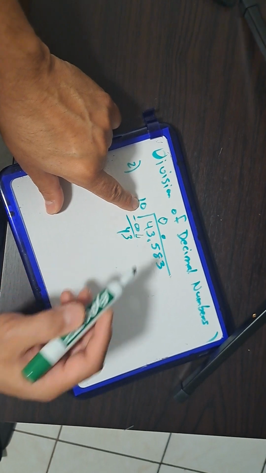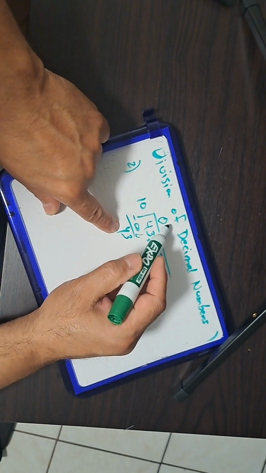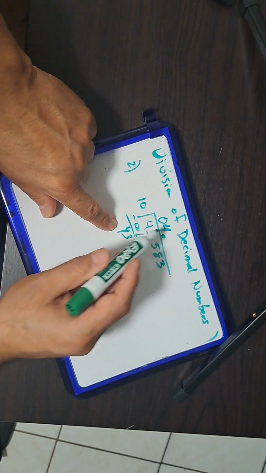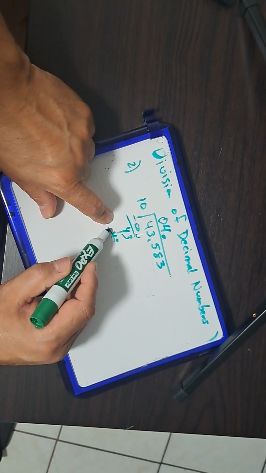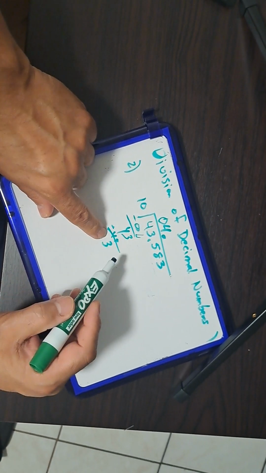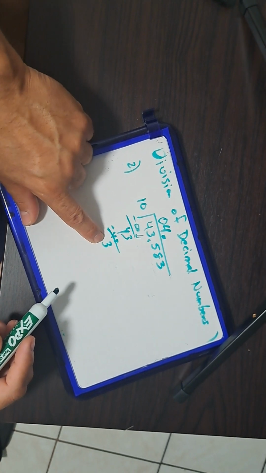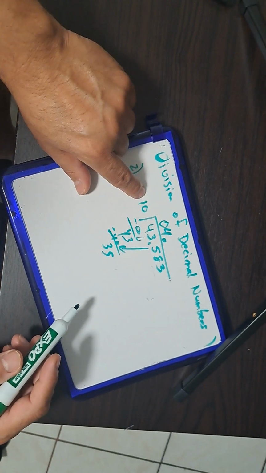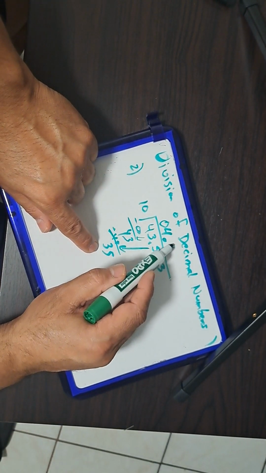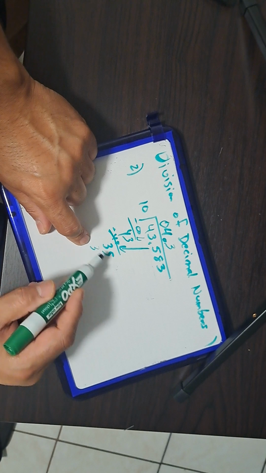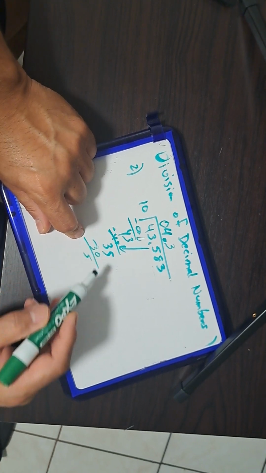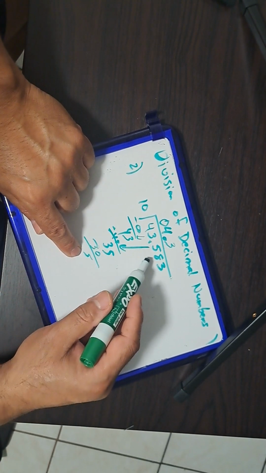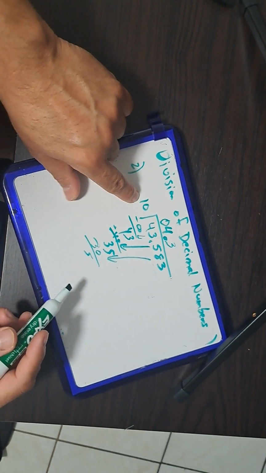I pull down. Now 10 into 43. That'll be 4 times. 4 times 10, that'll be 40. That subtraction, my answer is 3. So I pull down. Now 10 into 35, that'll be 3. 3 times 10, that's 30. I subtract, that's a 5, smaller than 10.